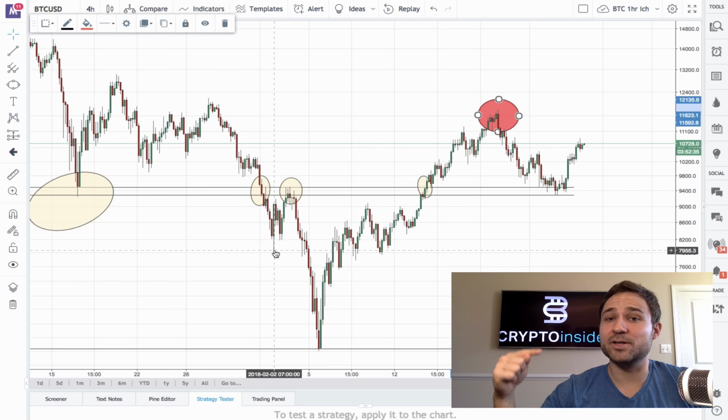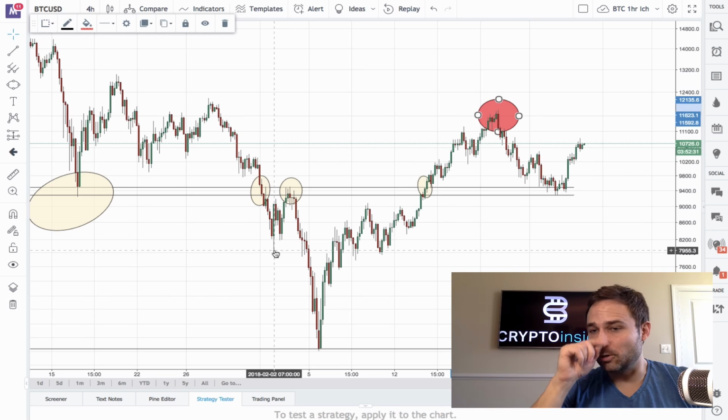And that can be hard because those moves are the biggest and move very quickly.